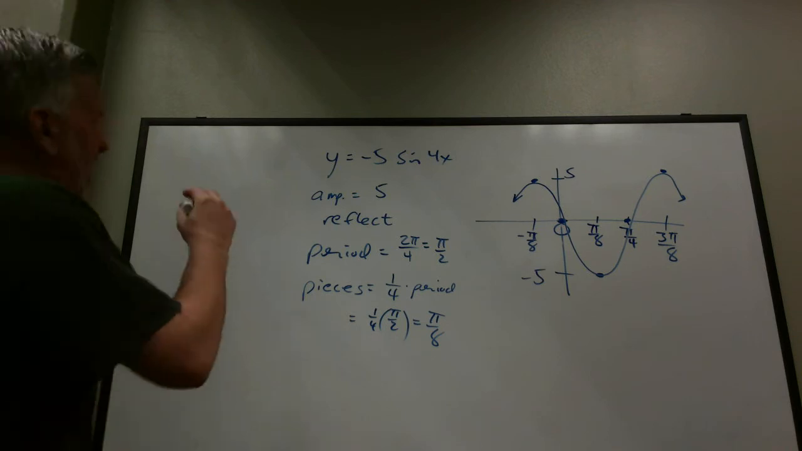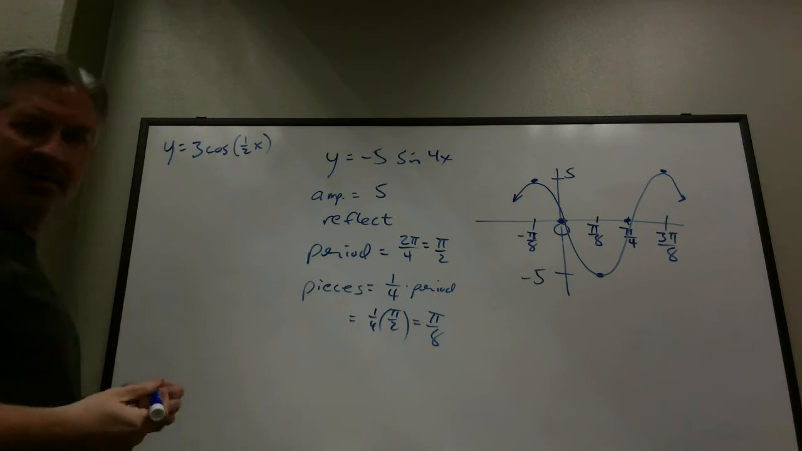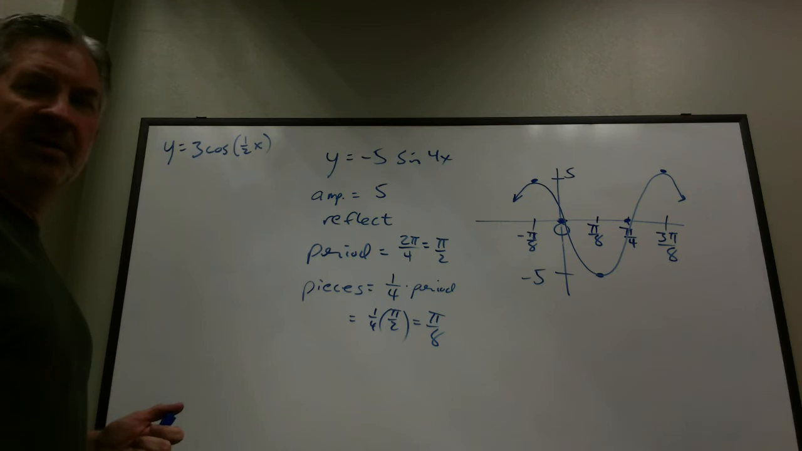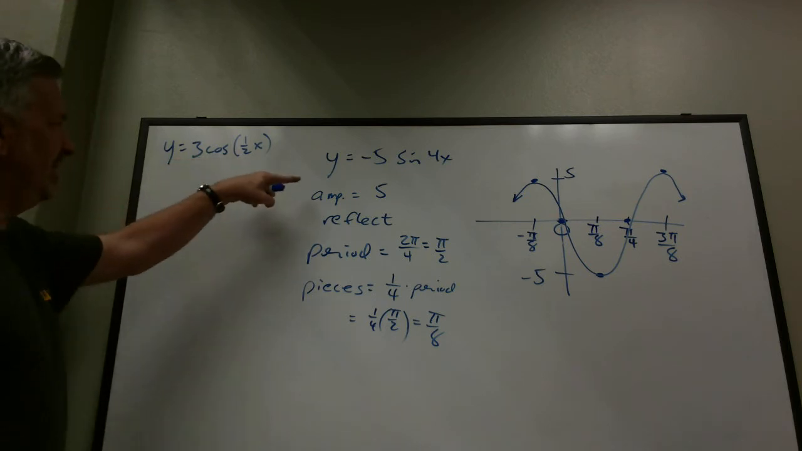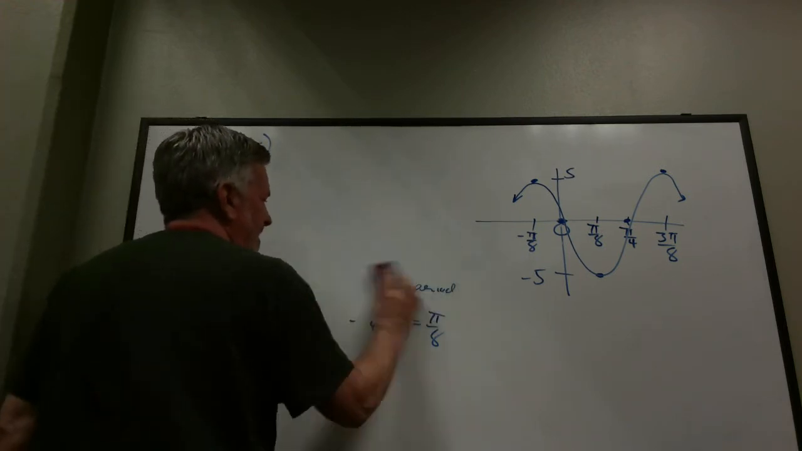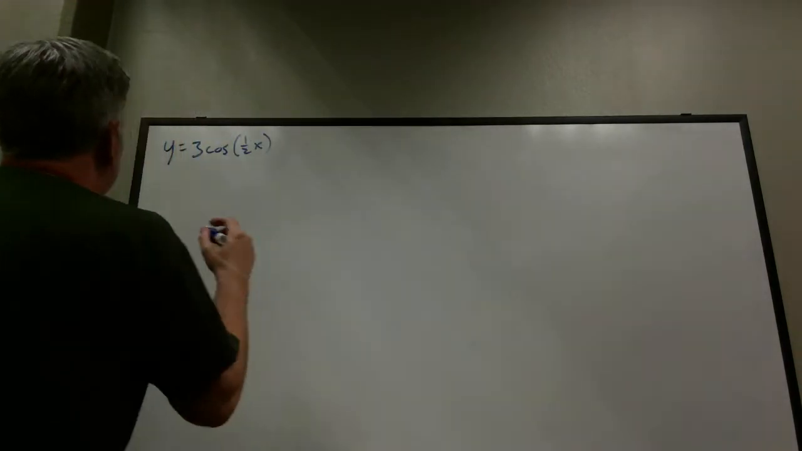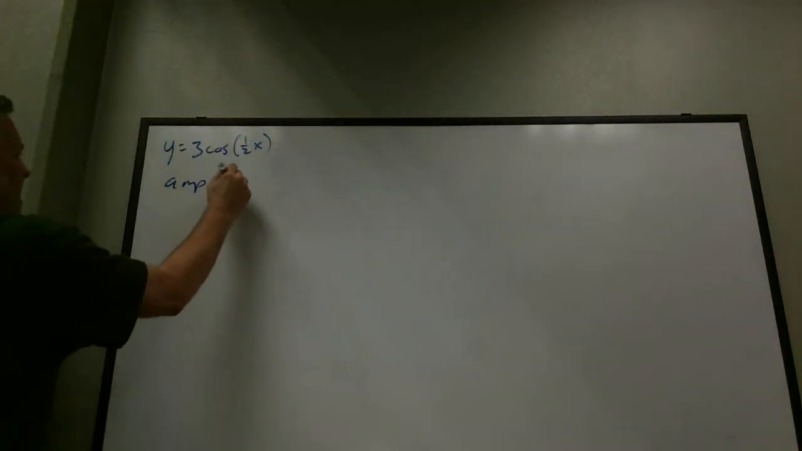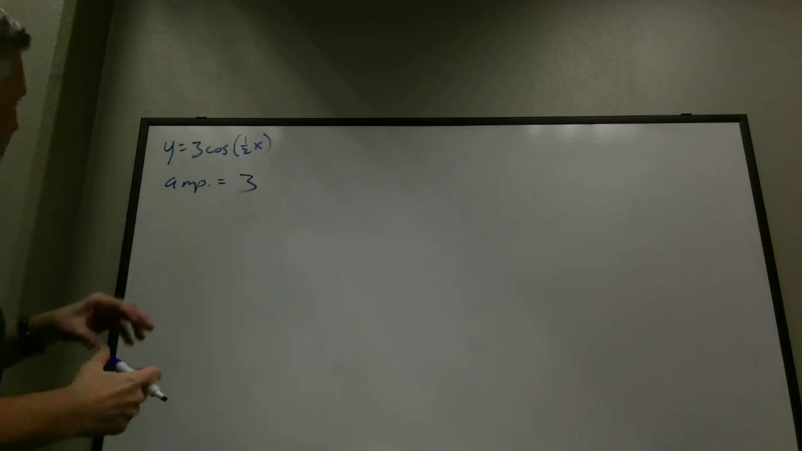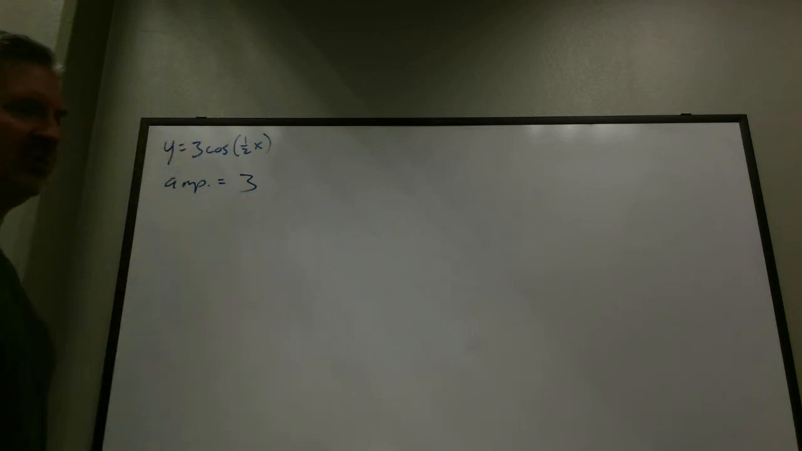The next one is graph y equals 3 cosine of 1/2 x. 3 cosine 1/2 x. Okay, pause the video for a minute and see if you can identify the amplitude, reflection, the period, and the piece. See if you can do that. Okay, so let's identify. So the amplitude is the absolute value of the coefficient of cosine. That's 3. Okay. Notice there's no reflection here, right? It's not negative 3, so I'm not even going to write reflection. You could write no reflection if you want.